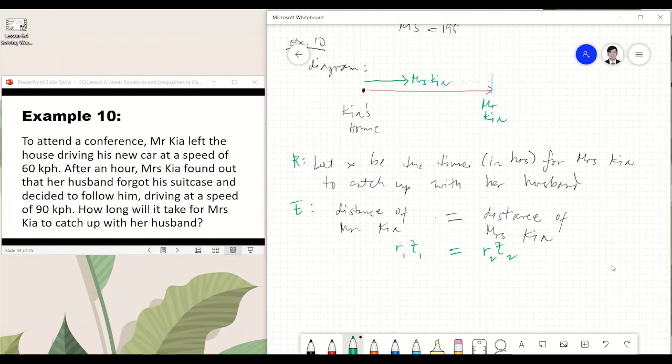Now, ano yung rate? So, I think obvious naman, no? Yung rate ni Mr. Kia, 60 kilometers lang siya, habang si Mrs. Kia, 90 kilometers. Okay. How about the time?